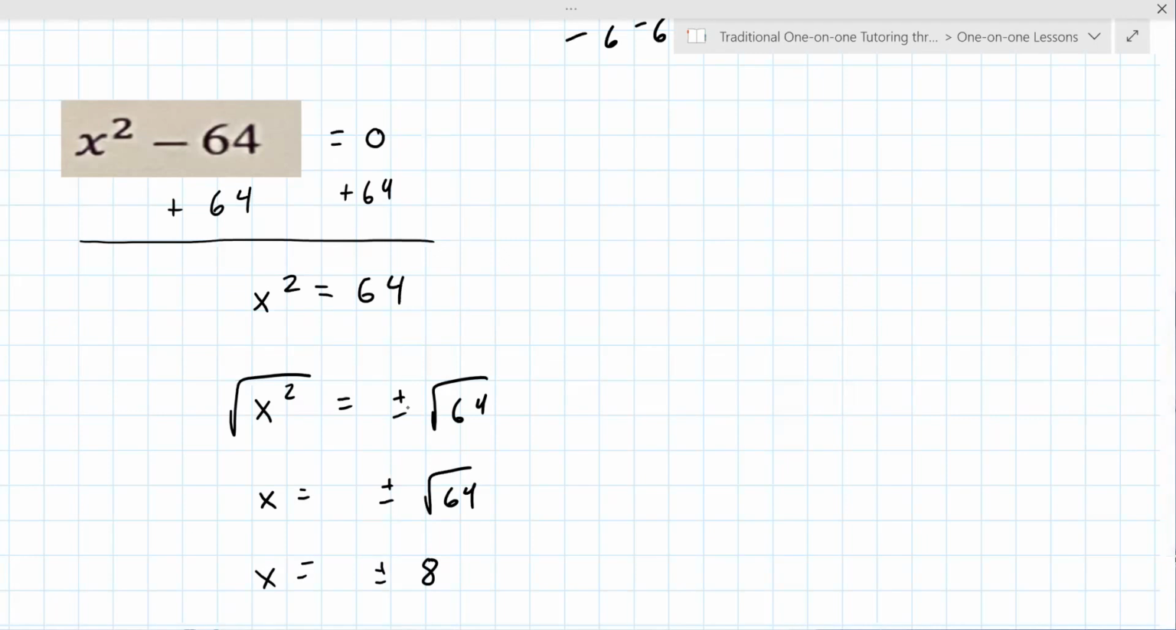So these are the x-intercepts. So the x-intercepts are these, right? Yes. And for 13, it does say to sketch a graph, though.